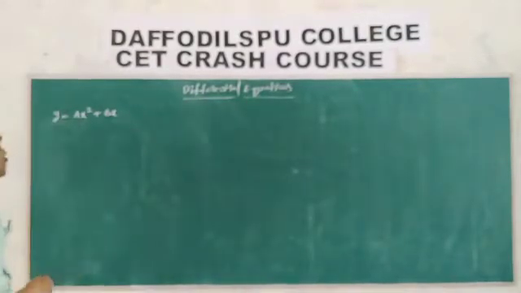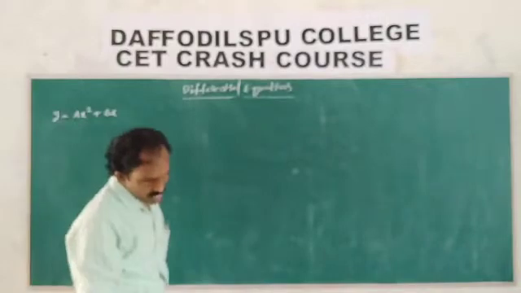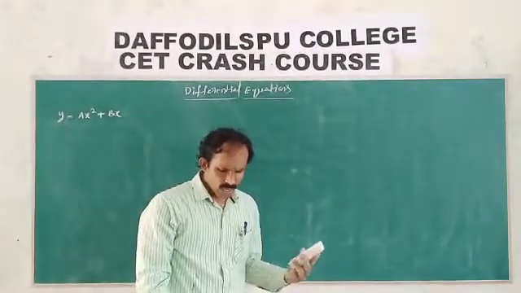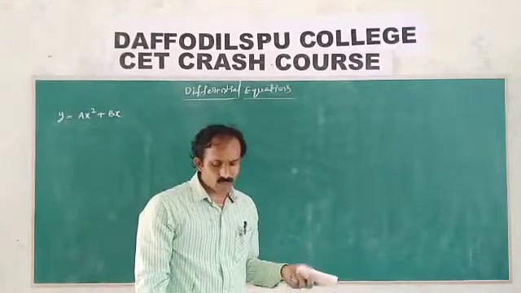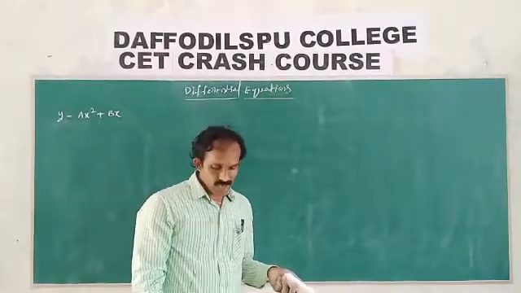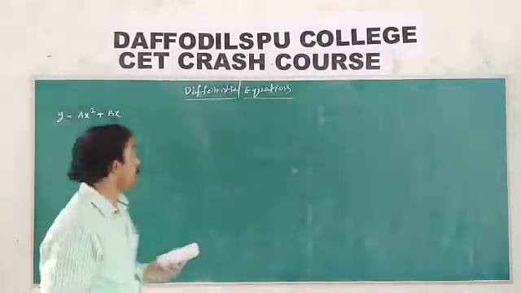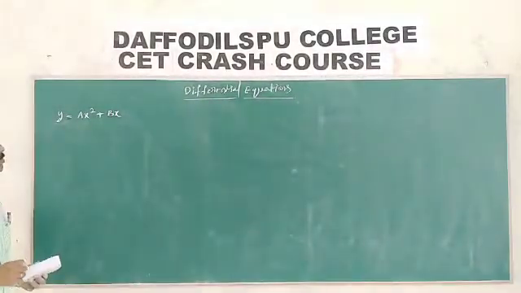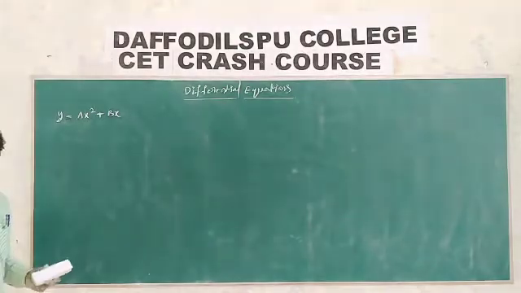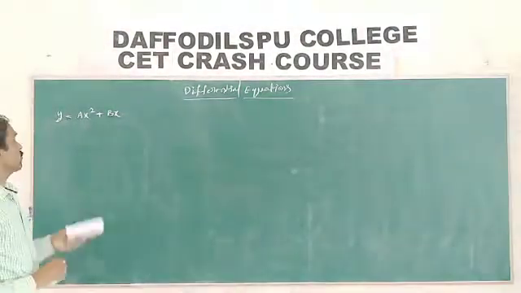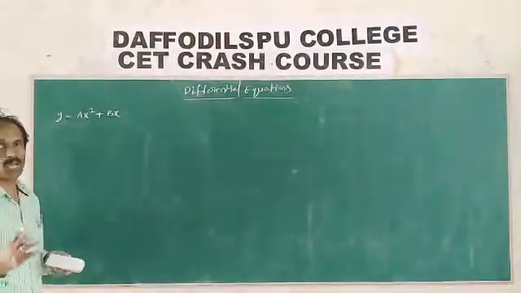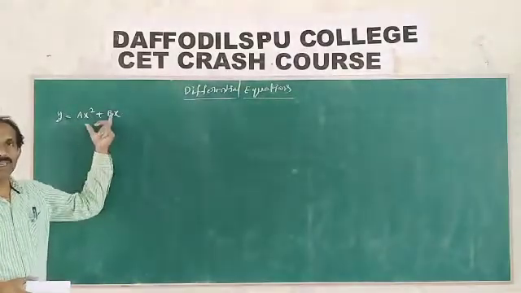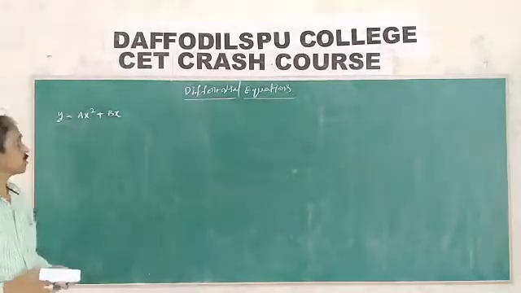Differential equations. By eliminating arbitrary constants a and b from y is equal to ax square plus bx, we get the differential equation. How many constants are there here? Two constants. So we derive this function two times. That many arbitrary constants, that many times we derive. So that is the concept.